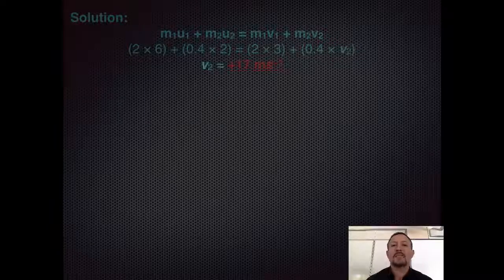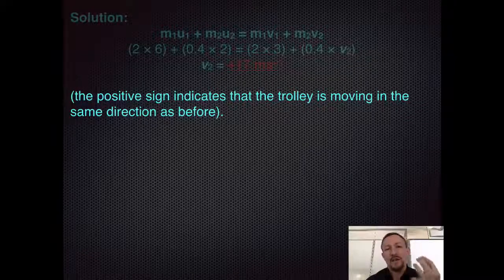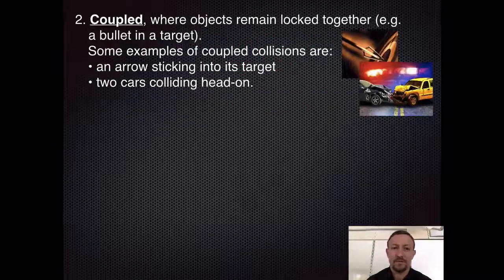So what we can then do is rearrange it, and V2 is going to be positive 17 meters per second. Positive basically means we're going to be going to the right. Obviously if it was negative, it would mean we would be going to the left. Okay, so I hope that makes sense. As it states here, the positive sign indicates the trolley is moving in the same direction as before.